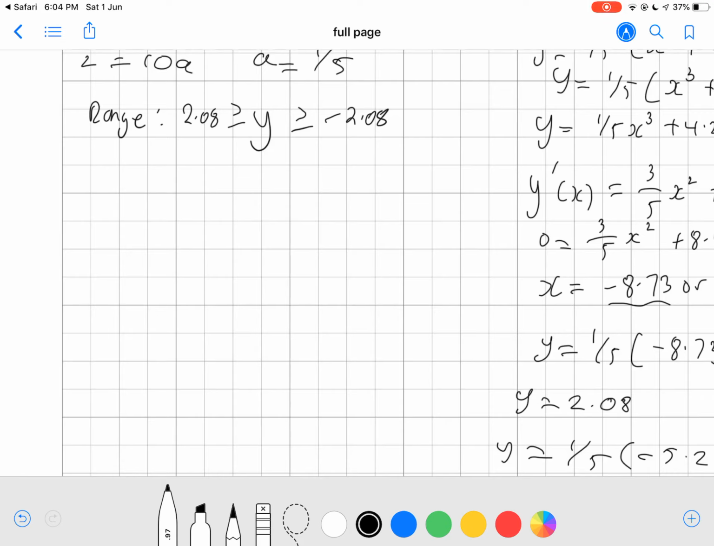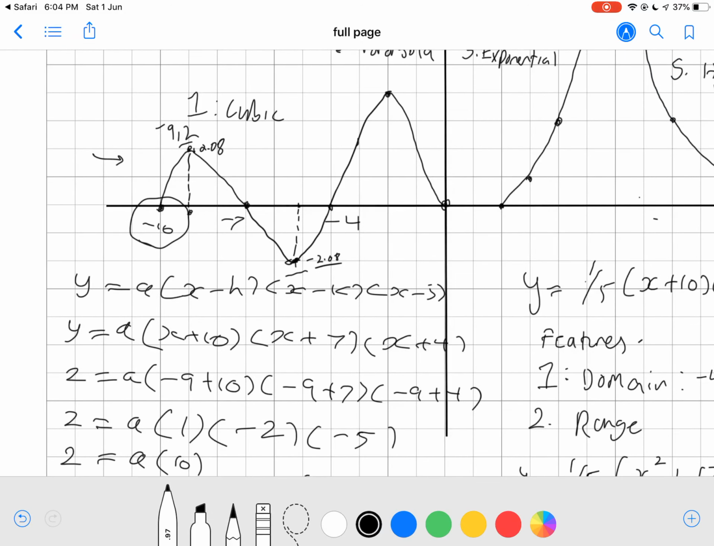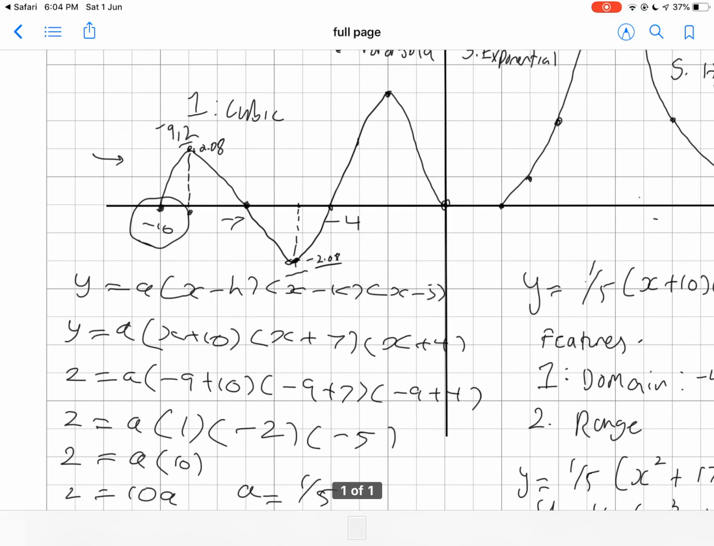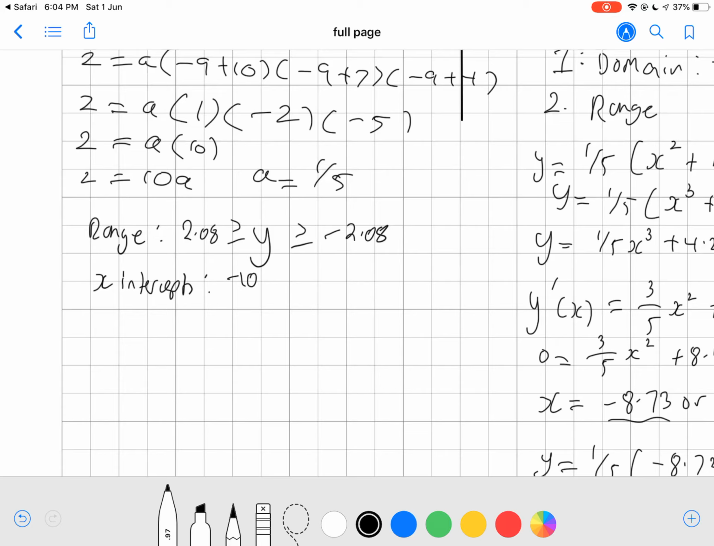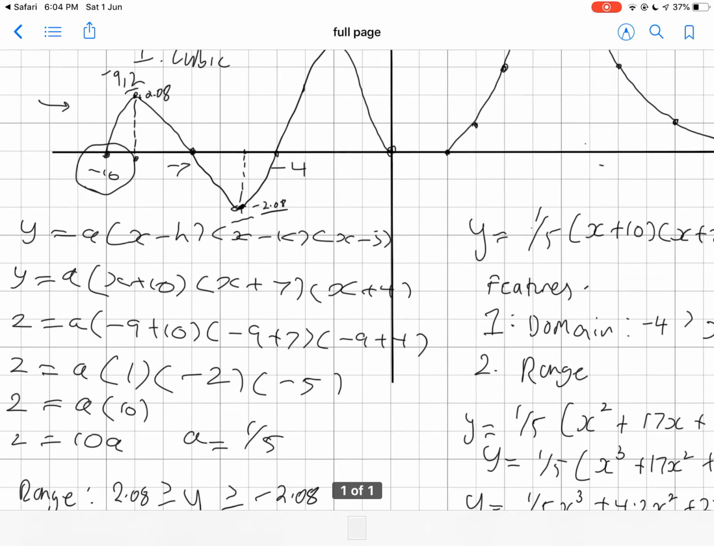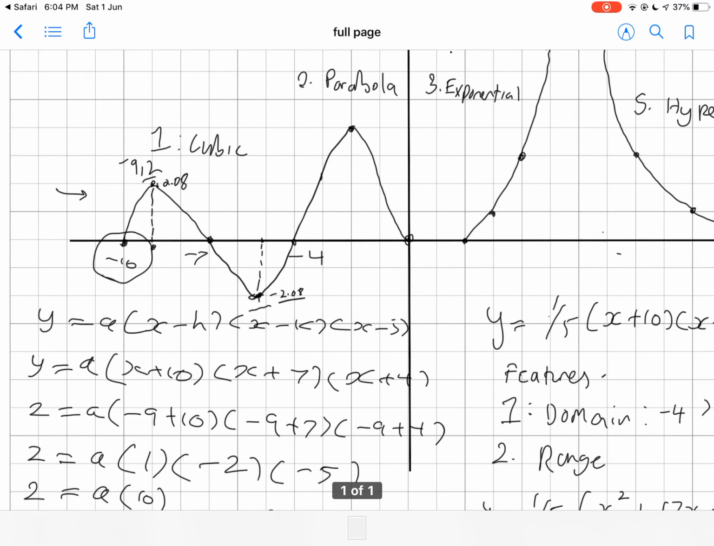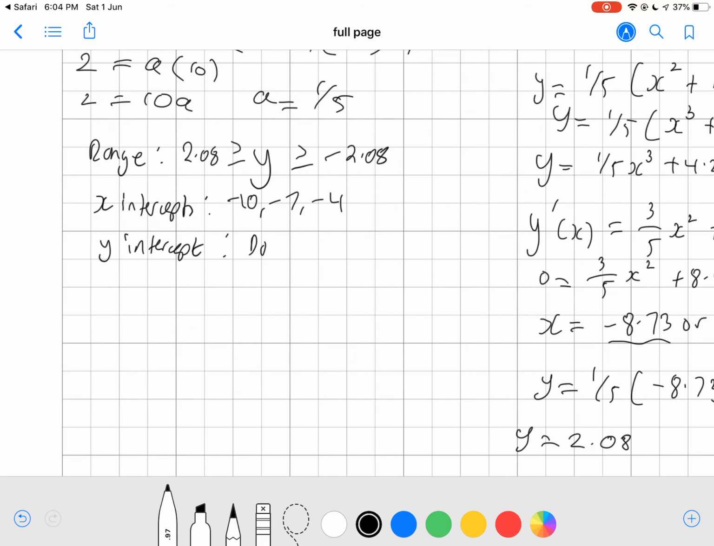The next is x-intercepts. That's pretty easy. As you can see, the x-intercepts are negative 10, negative 7, and negative 4. Then you're going to say y-intercept. As you can see here, the graph stops at negative 4, so there is no y-intercept, so you simply say does not exist. And that should be it for the features for the cubic.